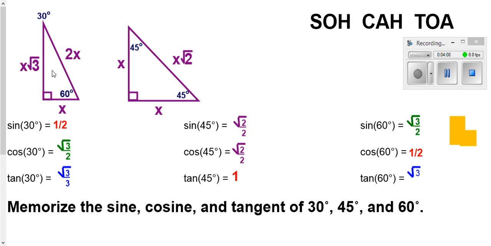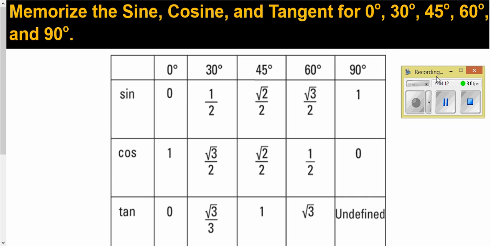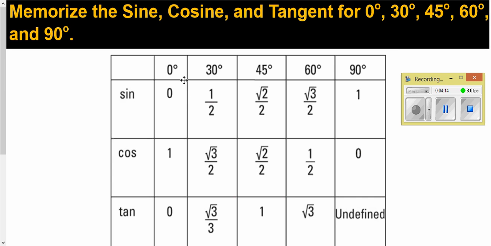Now you need to have these memorized, but in addition to having these memorized, you need to also memorize the sine, cosine, and tangent of 0 degrees and of 90 degrees, in addition to the ones that we just did right here in the middle. And you will be having some unit circle quizzes over these to see if you have them memorized or not, and they will likely start tomorrow.